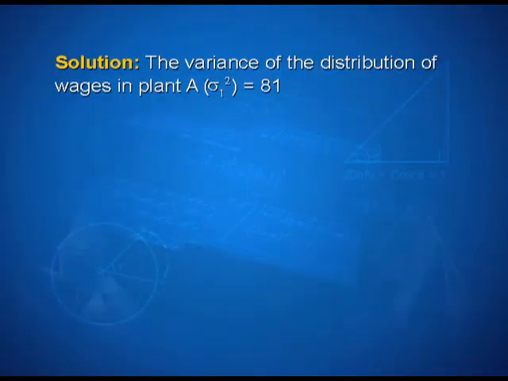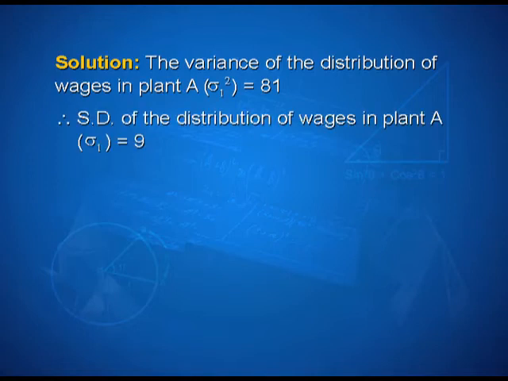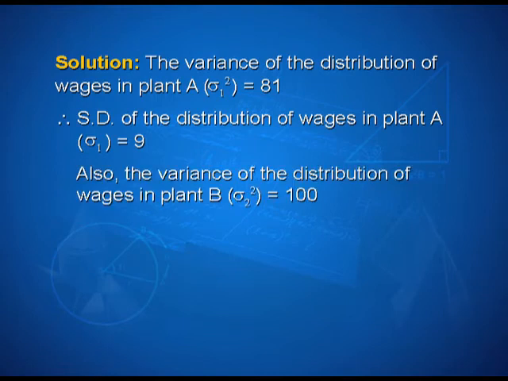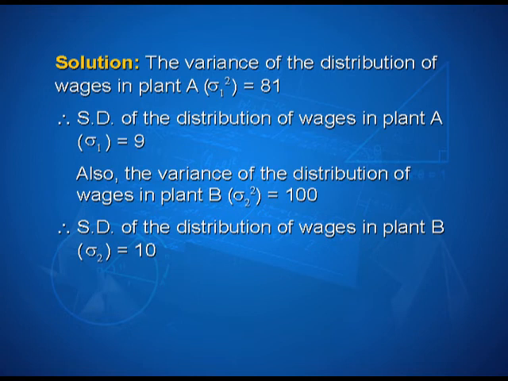Let us solve this example. The variance of the distribution of wages in plant A, sigma 1 square, is equal to 81. Therefore, the standard deviation of the distribution of wages in plant A, sigma 1, is equal to 9. Also, the variance of the distribution of wages in plant B, sigma 2 square, is equal to 100. Therefore, the standard deviation of the distribution of wages in plant B, sigma 2, is equal to 10.